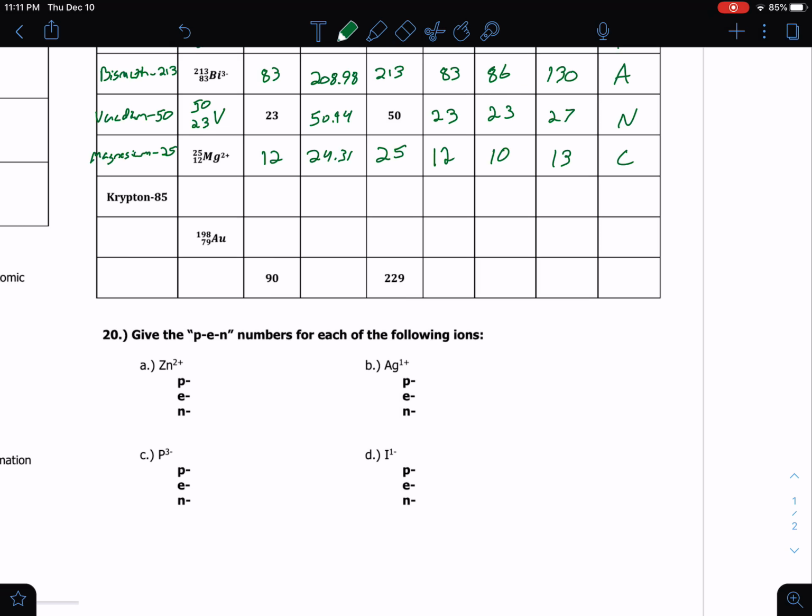20: give the PEN number. PEN just means protons, electrons, neutrons, numbers for each of the following ions. Okay, so zinc, Zn with a +2.